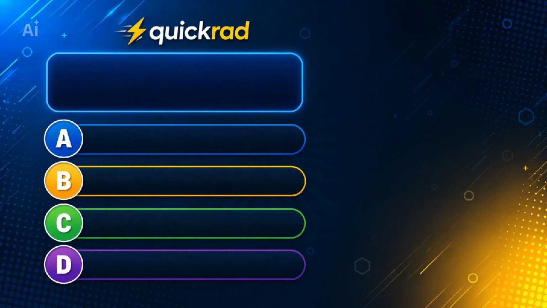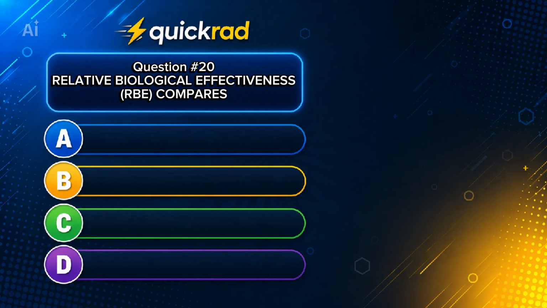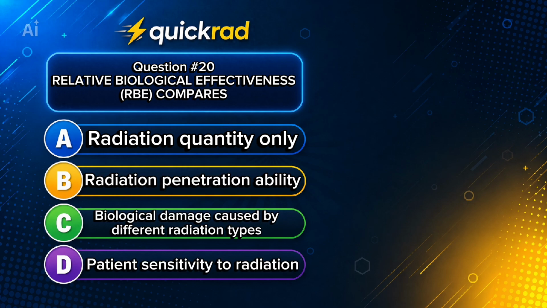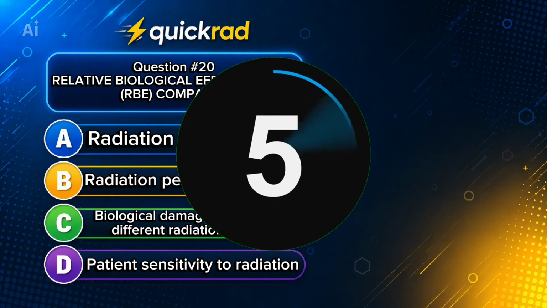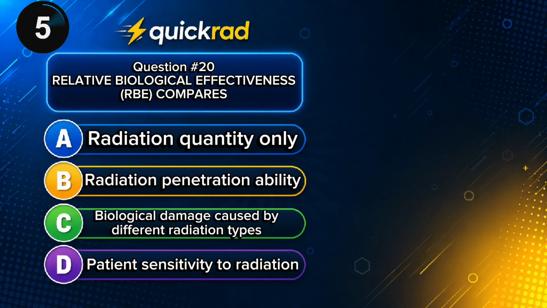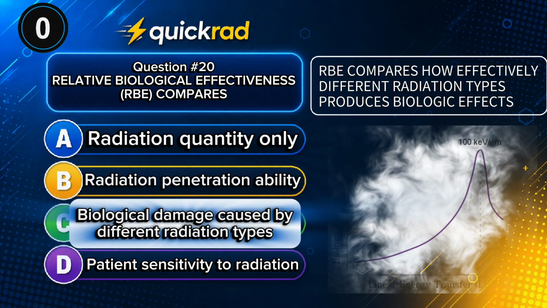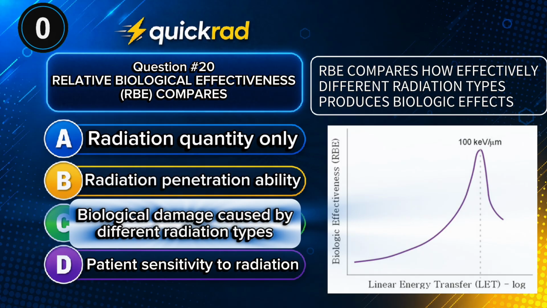And now for our final question. Relative biological effectiveness compares. Correct answer C. Biological damage caused by different radiation types. RBE compares how effectively different radiation types produce biologic effects.